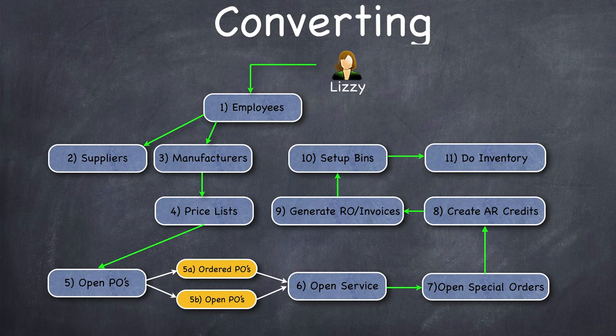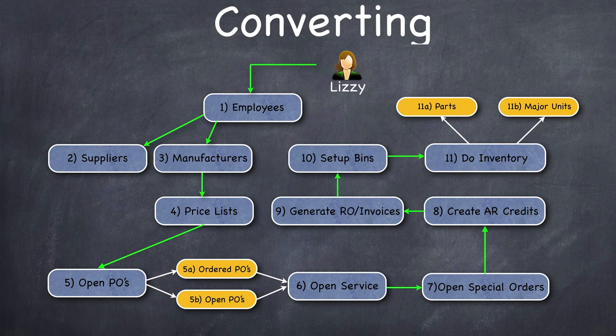Once you have your inventory, your serialized inventory, your major units inventory, and all that stuff in the system, you've pretty much got everything up and running, and you're ready to rock and roll. So the process we're going to go through to get you up and running is basically walking through these several steps until we get to step 11, where you're actually doing your invoices and doing things from that point forward.